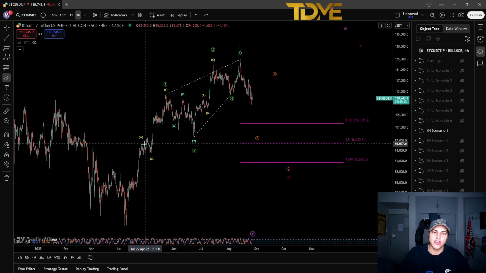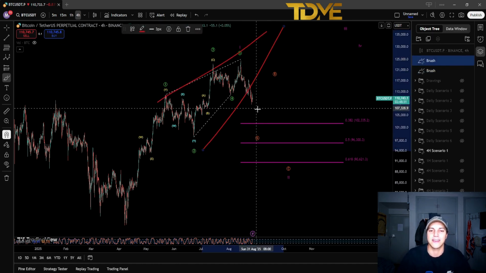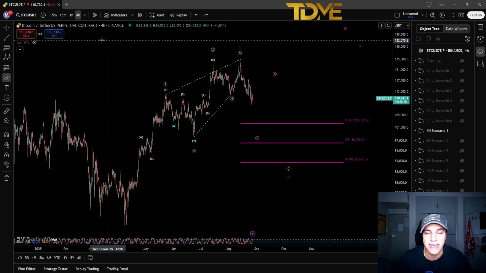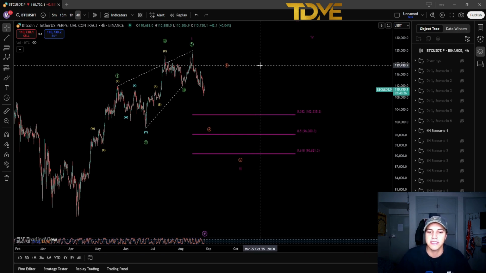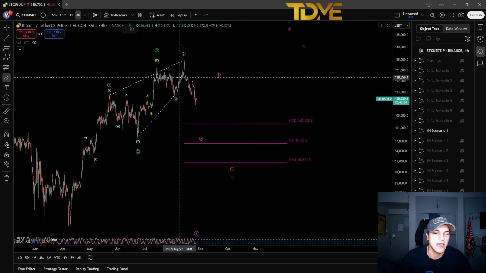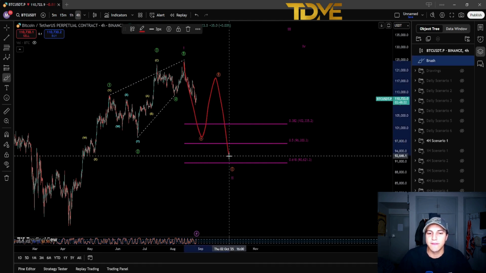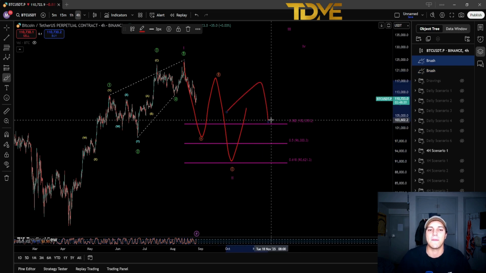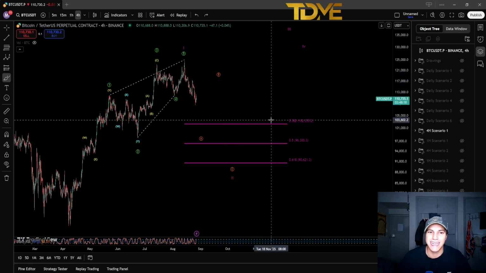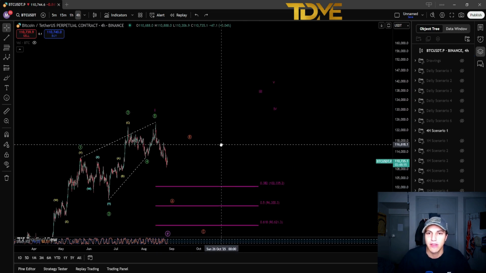So that confirms a possible diagonal. Whether it's leading or ending is the question to be asked. But in this scenario, we need a 3-wave structure down before we get a massive, massive run up again in a pink wave 3.